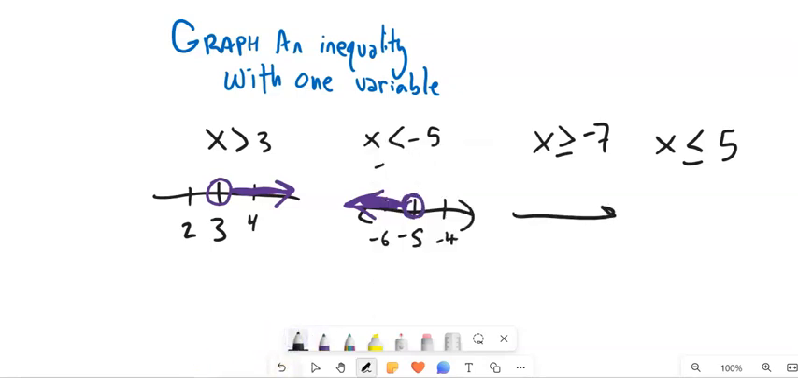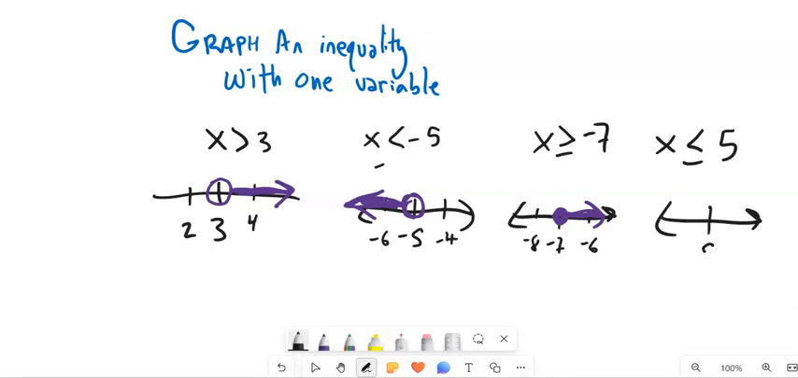A couple more here. I've got this with -7, and I've got this one with 5. So x is greater than or equal to -7. So let's mark -7 here. I'll put -6 here, -8 here. But now, when it has this line under it, this means x can be greater than or equal to that value. So if x can be -7, I'm going to close up that circle, and x is greater than it, so everything to the right.